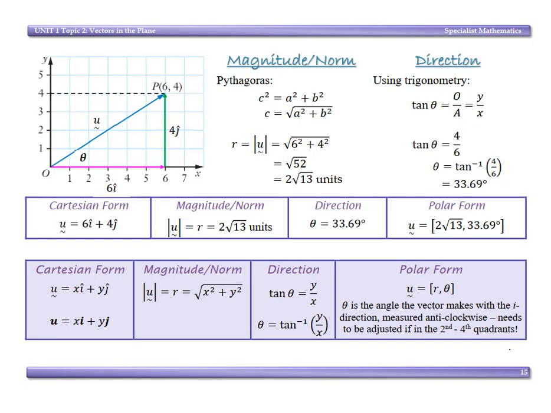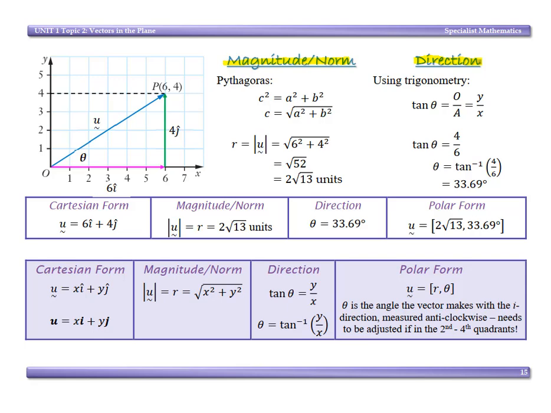Now we've looked at position vectors, components of vectors, and our Cartesian form of a vector. Now let's look at the polar form of the vector. Polar form includes the magnitude, or the size of the vector, and also the direction of the vector.